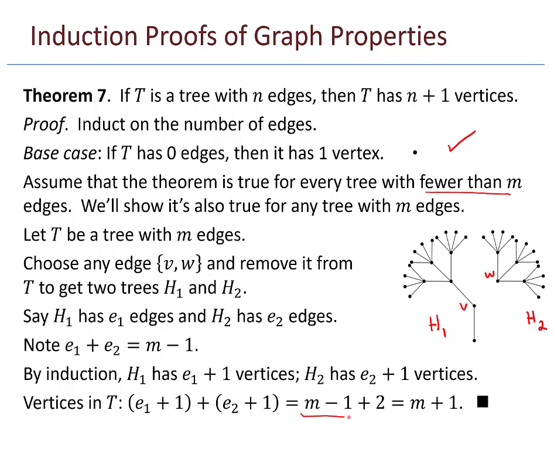When I add together E1 plus E2, I get m minus 1, and adding the 1 plus 1, which is 2, as a result, we get m plus 1. And that's it. The number of vertices in T is exactly one more than the number of edges. Again, induction. What an idea.